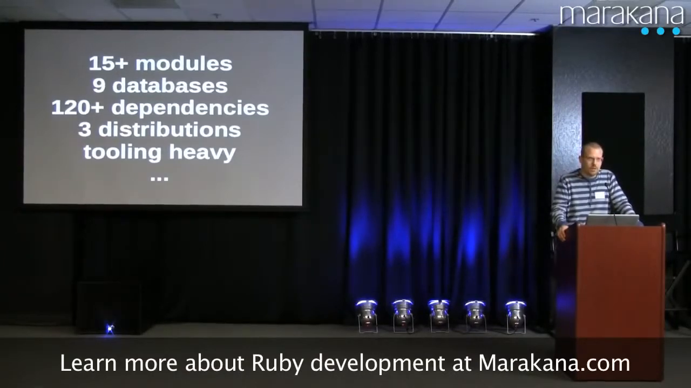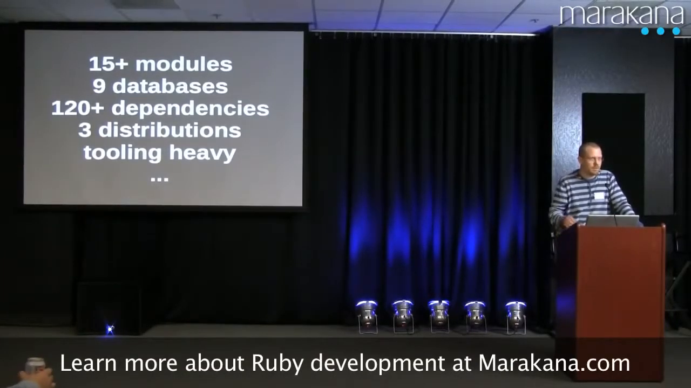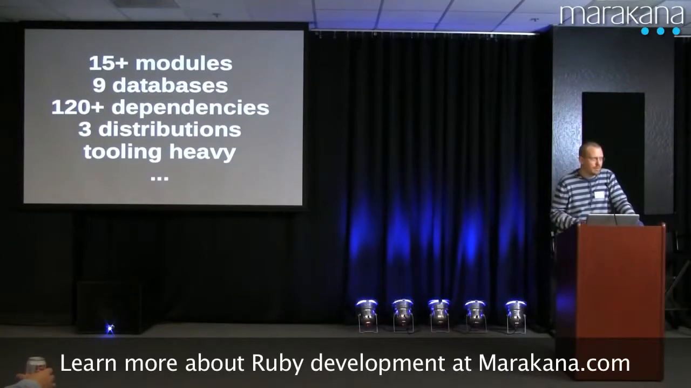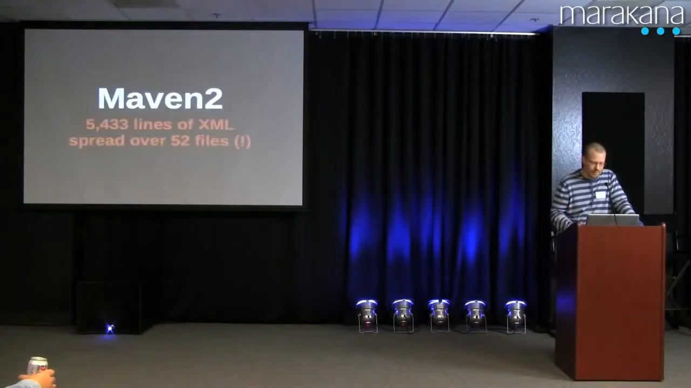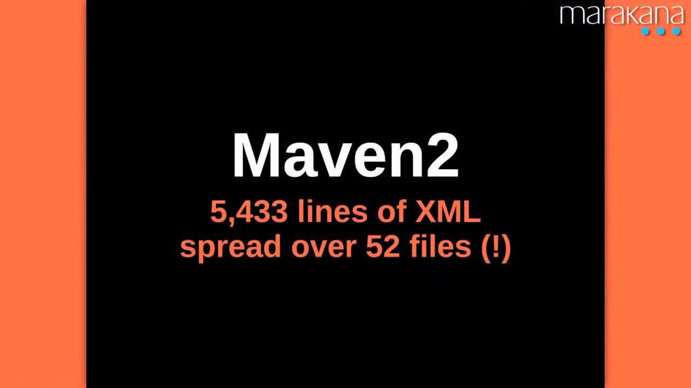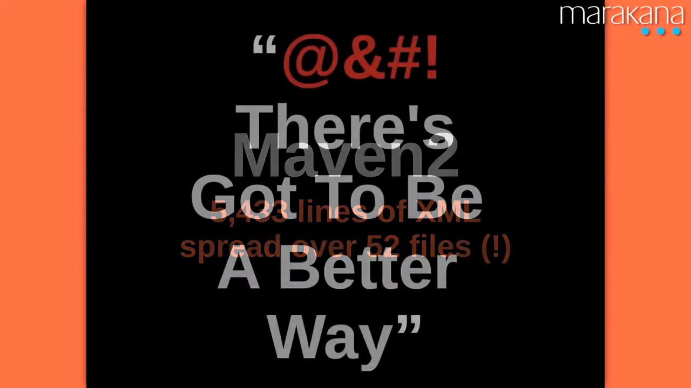And a lot of heavy tooling, particularly when you're trying to test that everything is working fine, from if your XML is well formed to the point that you're trying to do process correlation. So we were using Maven 2 back then, over 5,000 lines of XML, and of course 52 files. I mean, 1 per project, right? There's got to be a better way.